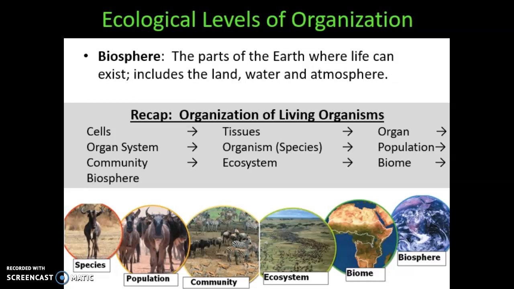A bunch of different individuals living together in one area is defined as a population. All the populations living together in a certain area makes up a community. The ecosystem is not just the community of living things, but also all of the non-living things that they have to interact with. A biome is a bunch of ecosystems that have the same type of environment and the same climate, and all of the biomes together make up the biosphere.